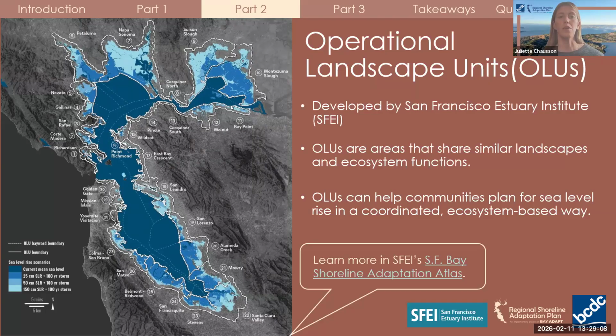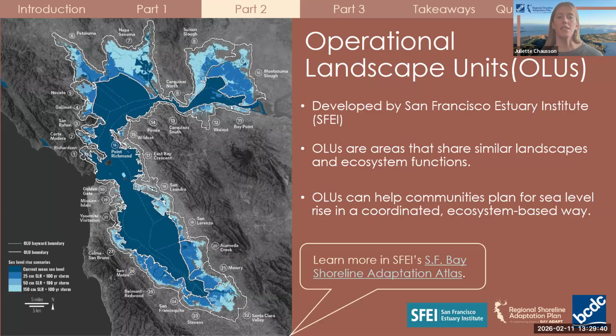Looking at adaptation from the OLU scale also highlights the importance of multi-jurisdictional collaboration, because the natural system crosses jurisdictional lines and adaptation actions in one place can affect conditions elsewhere. This approach helps move planning beyond political boundaries and towards solutions that work at the scale of the shoreline system. We ask that you at least understand which OLU your planning area falls into so that you can be aware of how the system functions outside of your political boundaries.